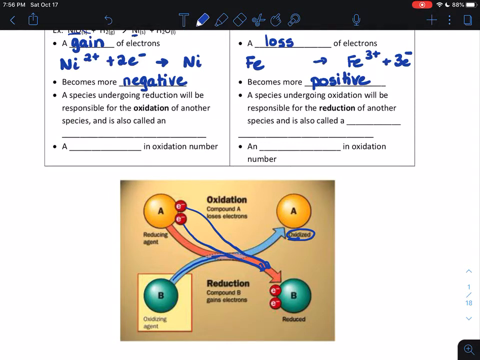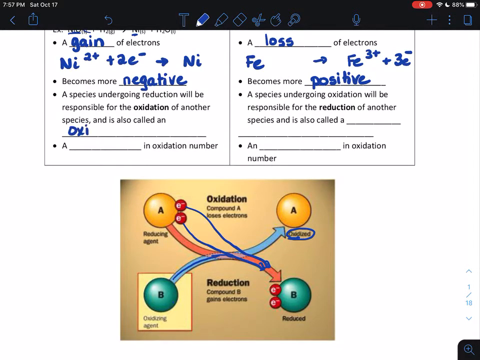And again, I know it's confusing, but by the second or third day you're looking at this, you will get it. All right, so let's now finish off our table. It says a species undergoing reduction will be responsible for the oxidation of another species, and so it is called the oxidizing agent.